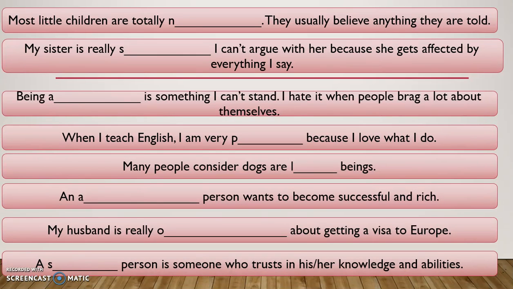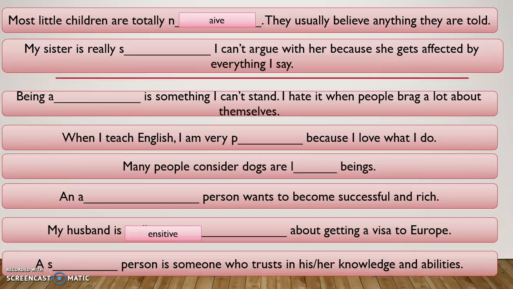Here are some sentences about the use of the vocabulary that is included in the book. The first sentence we have is, most little children are totally naive. Naive means usually when people believe anything they are told.